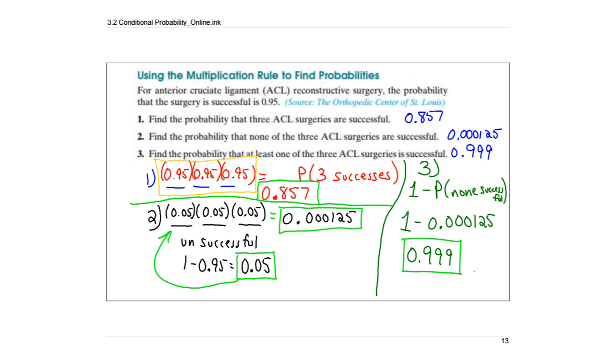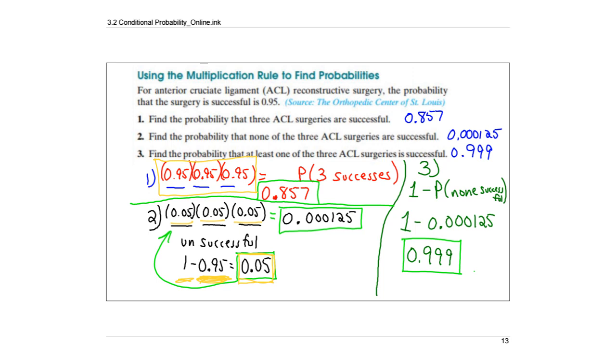Okay, now on the second one, they want none of them to be successful. So we're going to use what we know about complements. We're going to take 1 minus the successful, which is 0.95, and that gives me 0.05 would be that it is not successful. And I want all 3 to be not successful. So I'm going to go ahead and multiply 0.05 times itself 3 times. And look how tiny that is. It gives me 0.000125.